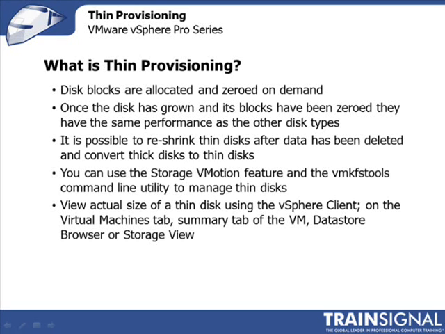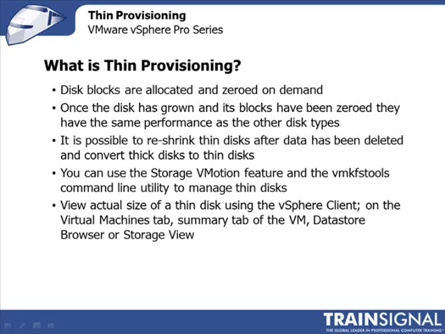vmkfstools is an ESX service console command that is also available in the vSphere command line interface and is a general purpose disk utility that can do many disk functions, including conversions. You can view the actual size of a thin disk in a number of areas in the vSphere client: on the Virtual Machines tab, on the Summary tab of the VM, in the Data Store browser, or in the Storage view. The maximum size of a thin disk is referred to as the provisioned space, and the current size of a thin disk is referred to as the used space.